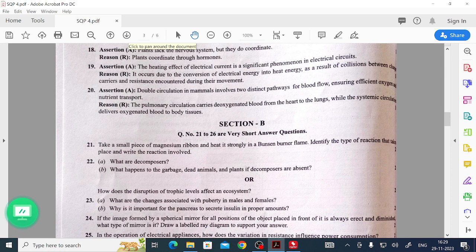Assertion: The heating effect of electric current is a significant phenomenon in an electric circuit. That means when you pass the electric current through an electric circuit, it will produce heat in it, and that effect we call the heating effect. Reason: It occurs due to the conversion of electrical energy into heat energy as a result of collision between the charge carriers and the resistance encountered. So because of this only, heat is produced. That means both assertion and reason are true, and reason is the correct explanation of assertion. Next.